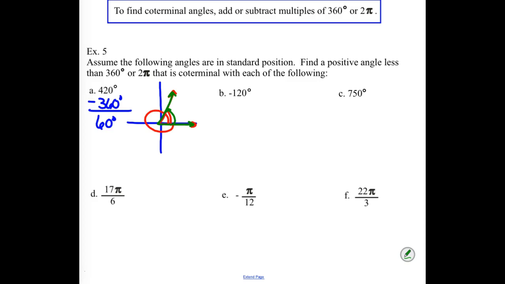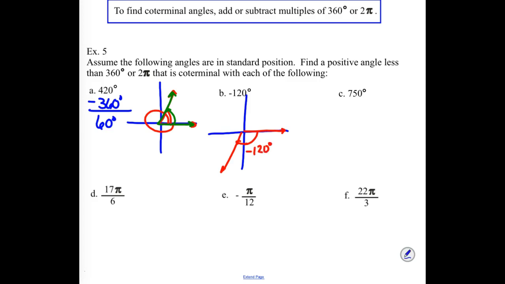Negative 120. What does the negative mean? We're going clockwise instead of counterclockwise. All right, so let's picture where that angle lands. We're starting here, and we're going negative 120 degrees. Well, if I go to here, I've gone how far? That's negative 90. So I need how much more? Another 30 degrees? All right, so I'm at about here. Yes? Okay, so that's negative 120 degrees.